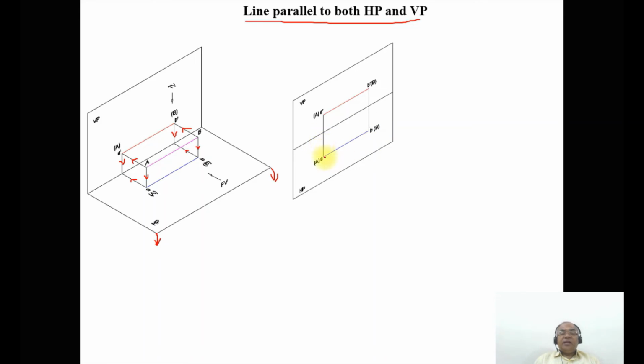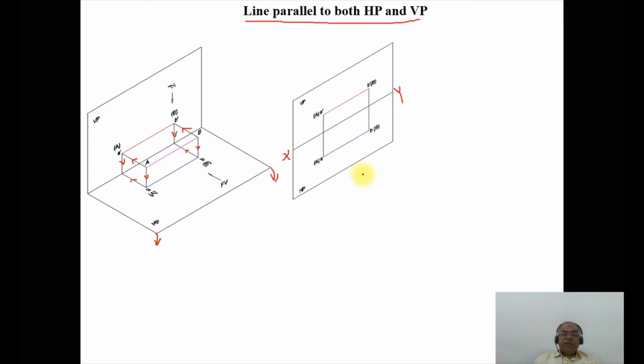If the top view line is parallel to XY, so I will say this line is x and this line is y. This end is y. If the top view line is parallel to XY, its corresponding front view, that is a dash b dash, what is the top view? Small ab. Its corresponding front view, a dash b dash, is in true length. So that is the reason why we have kept it in capital A and capital B here.